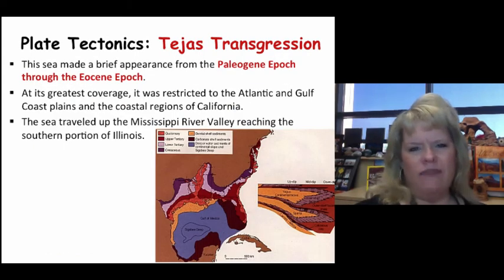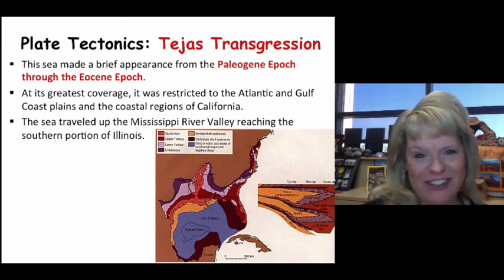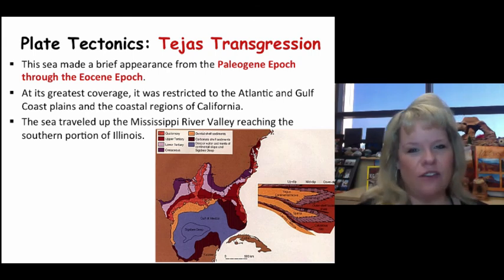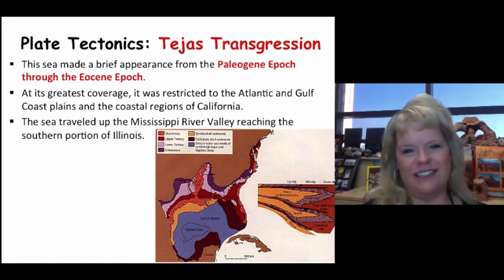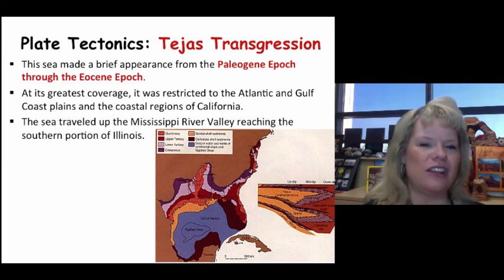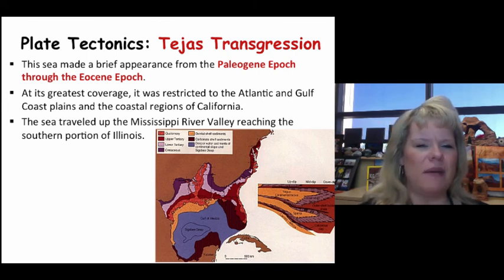All right, we have to talk about the final sloss sequence. Yay, we're done with sloss sequences after today. Except for your final, of course. But nevertheless, the Tejas Transgression is the very last of the six sloss sequences, and it started at the beginning of the Paleogene and went through the Eocene epoch. Now, let's talk about this. The Tejas Sea, Paleogene to Eocene.